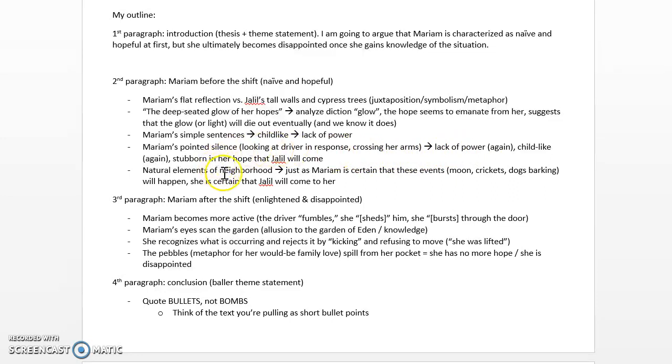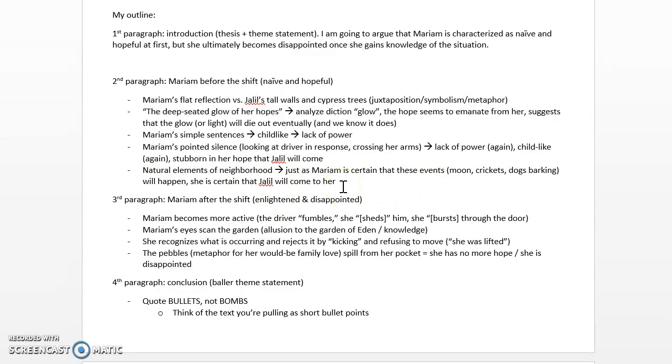And then I'm going to talk about the natural elements of the neighborhood. Just like Mariam is certain that events that are listed in that portion of the passage will happen. There will be a moon, she'll hear crickets, she'll hear dogs barking. She's positive that those things will happen, and she is just as certain that Jaleel will come to her. Or at least she tries to convince herself that she's just as certain. In the third paragraph, we're going to envision the shift in the passage right here.